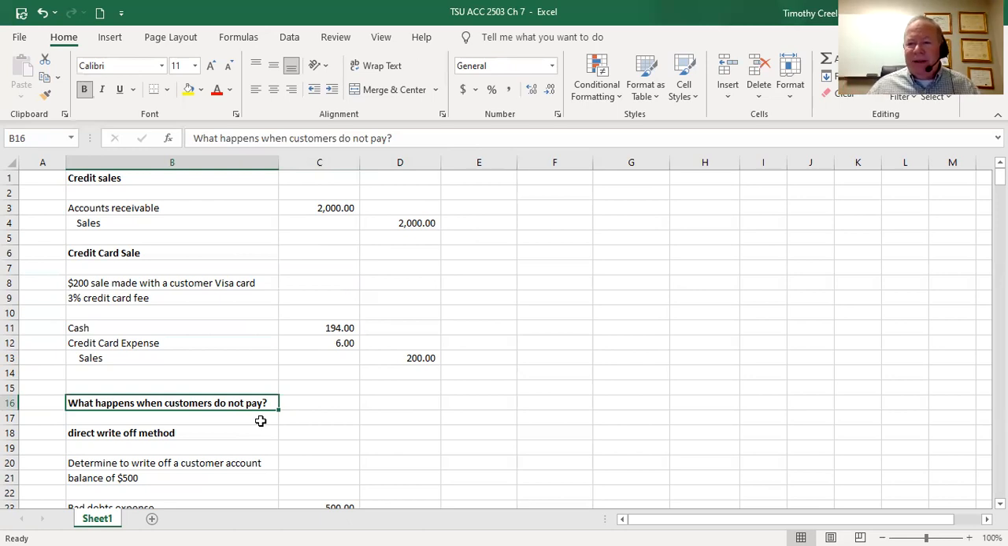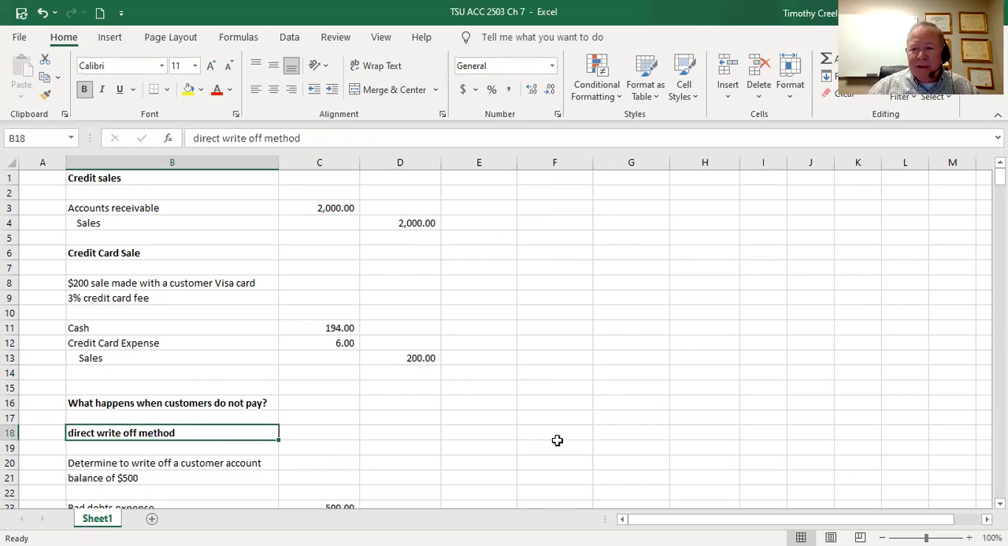There's always going to be some situations where customers don't pay. Either the customer passed away, the customer might have filed bankruptcy, or some other issue might arise. But basically, there's always going to be some instances where the customer does not pay you. So how would you account for that? How would you take care of that? One way, if you're a really small business, the direct write-off method that we're going to look at here first is a good way for companies to handle this.